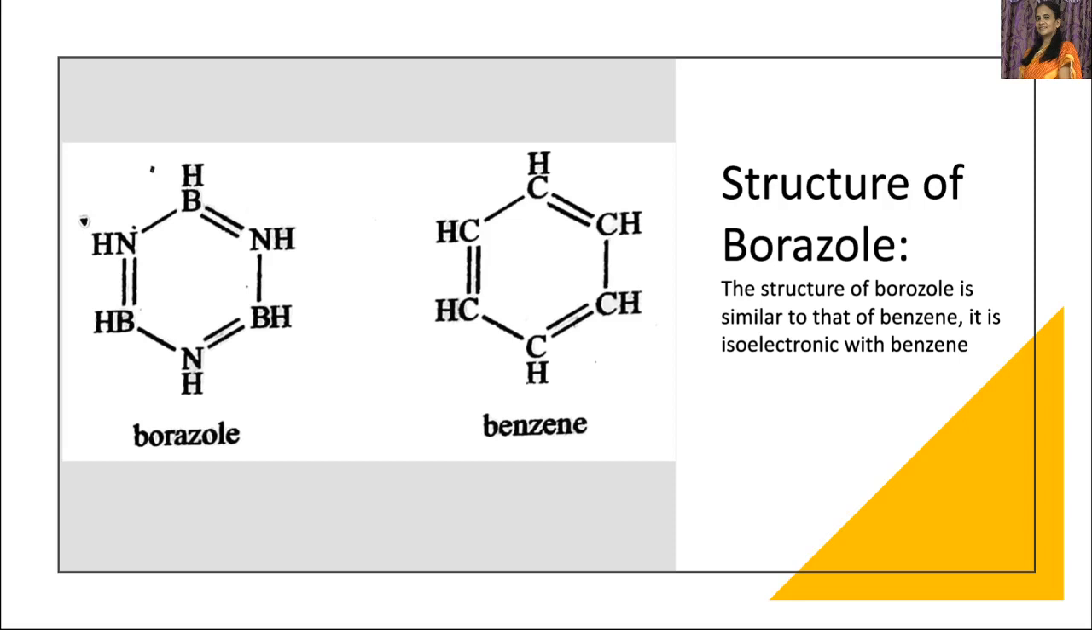This is C6H6, that is benzene. So borazole resembles benzene in its structure, and at the same time it also has certain physical and chemical properties similar to those of benzene. Because of that, borazole is also known as inorganic benzene. Its structure is similar to benzene, and it is also isoelectronic with benzene. So the number of electrons present in benzene is equal to the number of electrons present in borazole. At the same time, it resembles benzene in its structure and properties. Thus, borazole is also known as inorganic benzene.